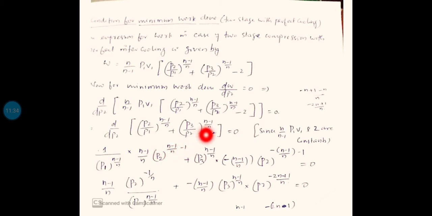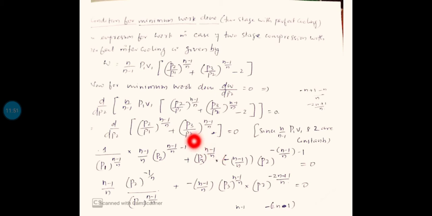Now differentiating the second term, this also can be written the same way, that is P3 raised to (n minus 1) by n divided by P2 raised to (n minus 1) by n. So P3 raised to (n minus 1) by n is constant, so I have kept it as such, P3 raised to (n minus 1) by n into differentiating.